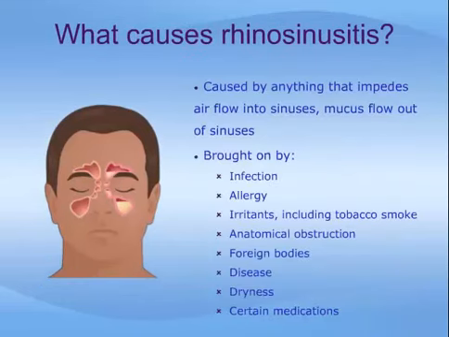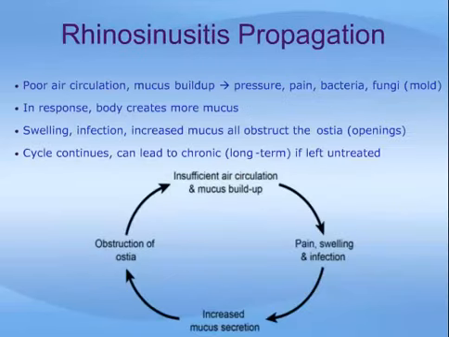Rhinosinusitis can be caused by anything that impedes airflow into the sinuses and/or mucus clearance out of the sinuses. This can be brought on by infection, allergy, irritants including tobacco smoke, anatomical obstruction, foreign bodies, disease, dryness, and certain medications. Insufficient air circulation and buildup of mucus in the sinuses can cause pressure and pain and create formidable conditions for bacteria and fungi, or mold, to grow.